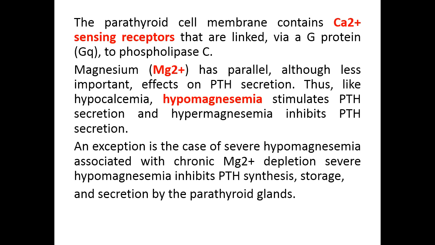An exception is the case of severe hypomagnesemia, which is associated with chronic magnesium depletion. Severe hypomagnesemia will inhibit parathyroid hormone secretion, storage, and synthesis by the parathyroid gland. The exception is only the case of severe hypomagnesemia. It will not act to increase parathyroid hormone secretion. No, it will inhibit synthesis, storage, and secretion by the parathyroid gland.